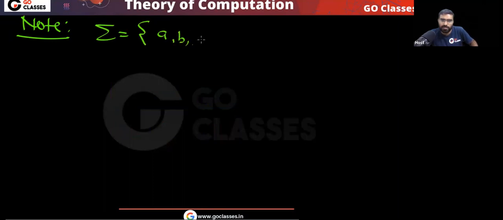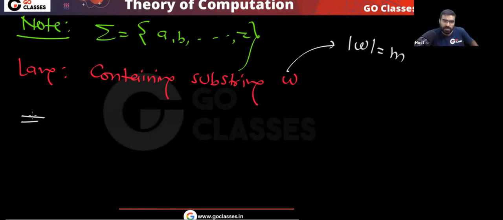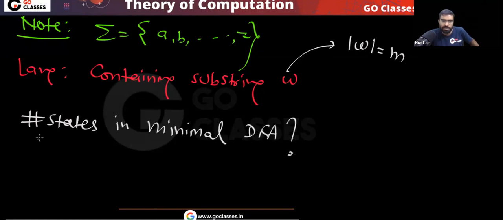See, these languages, containing substring, whatever alphabet you have, you can have any alphabet. For example, let's assume A, B, or you can say A to Z. I am talking about the language containing substring W, where the length of W is, let's assume, M. Then what will be the number of states in the minimal DFA? Then that will be M plus 1.